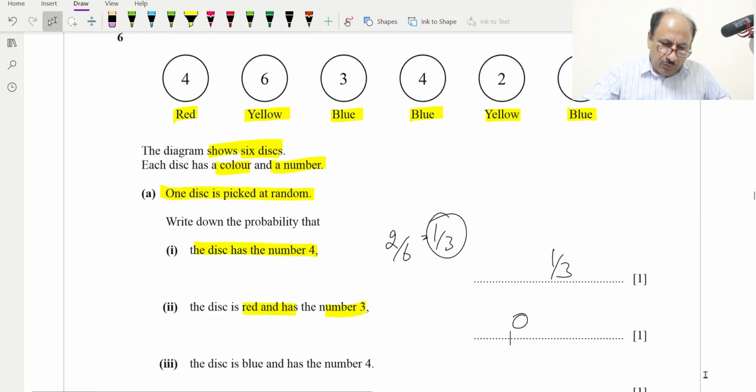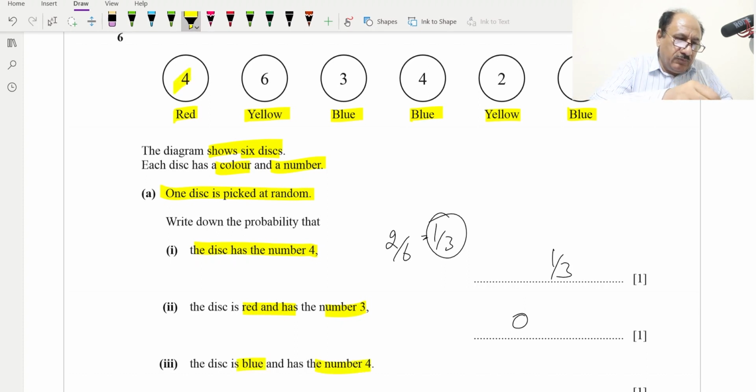Now the disc is blue and has the number 4. So blue with number 4. This is red 4 basically, not blue 4. So this is blue 4, only 1 out of 6. So our probability of getting this will be 1 out of 6. Right, properly, so 1 over 6 over here.